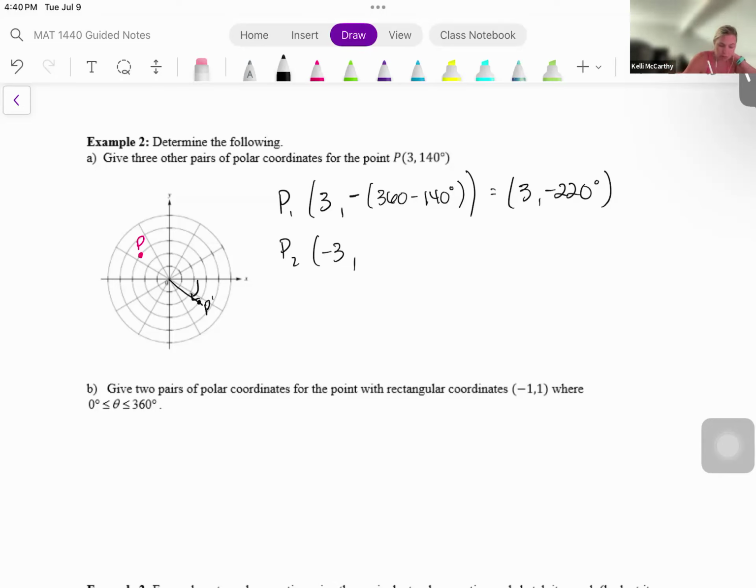So that angle between the x-axis and P prime, let's think about what we know about P. P was 140 degrees, so the reference angle for P is 50 degrees. So we know this is 50 degrees, which means this is also 50 degrees. But since we're measuring it in a clockwise fashion, it's negative 50 degrees.